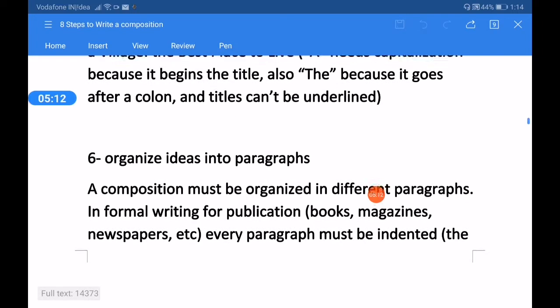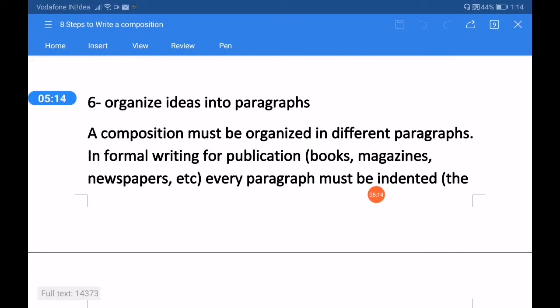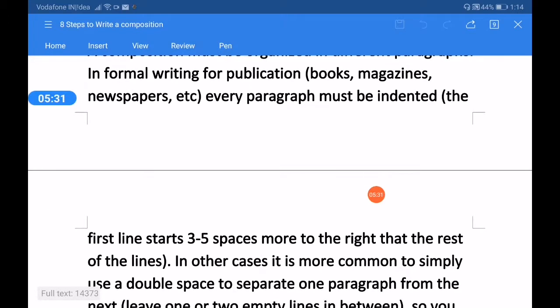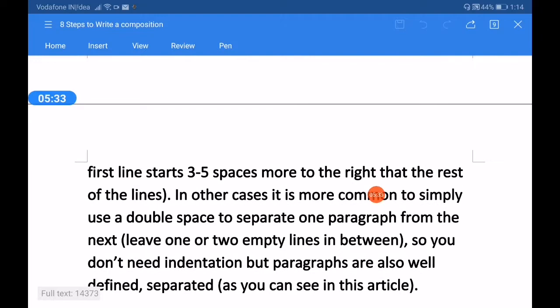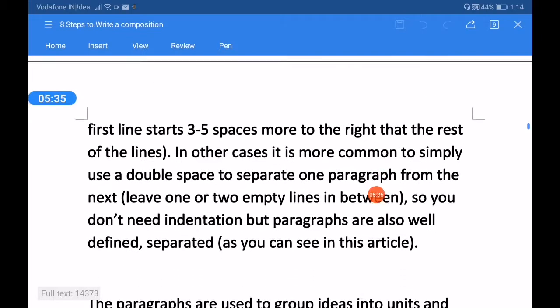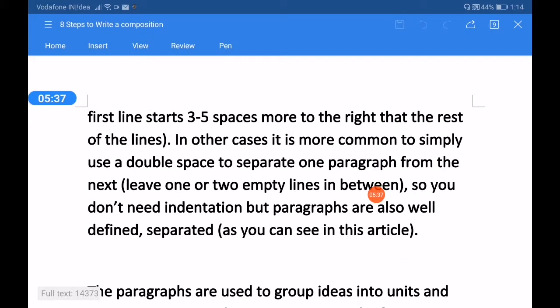Okay. So the sixth point is organize ideas into paragraphs. This is the most important part. A composition must be organized in different paragraphs in formal writing for publication, books, magazines, newspapers, etc. Every paragraph must be indented. The first line starts 3 to 5 spaces more to the right than the rest of the lines.